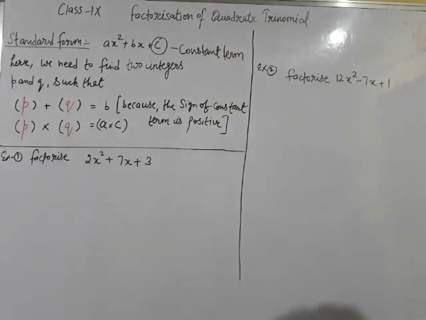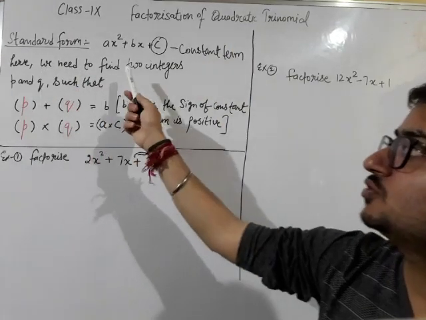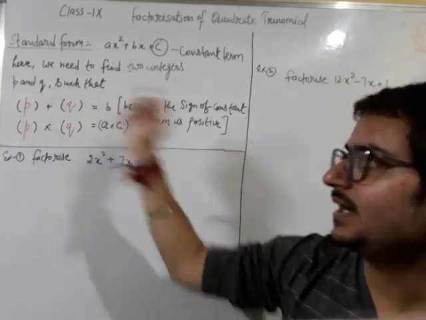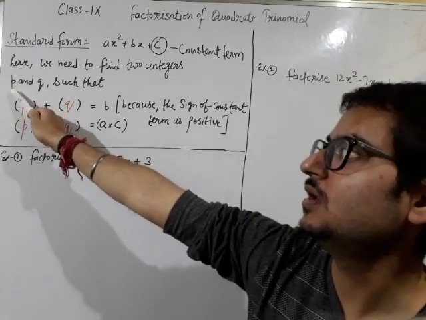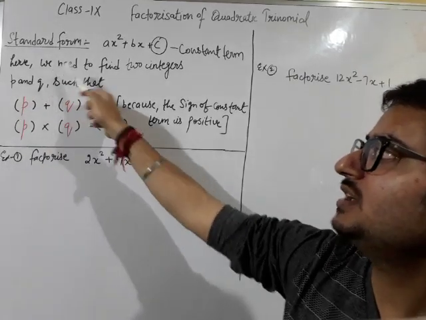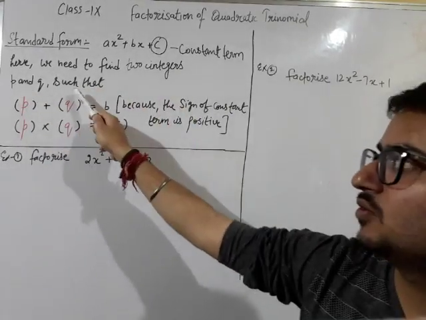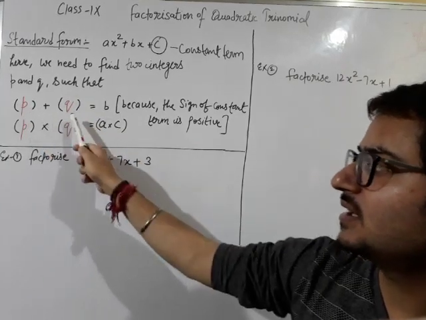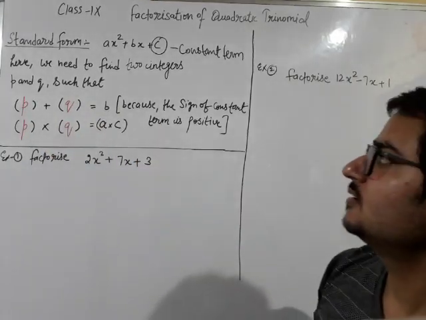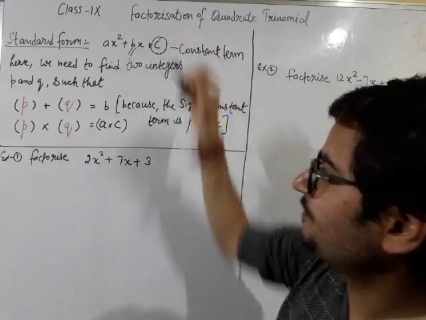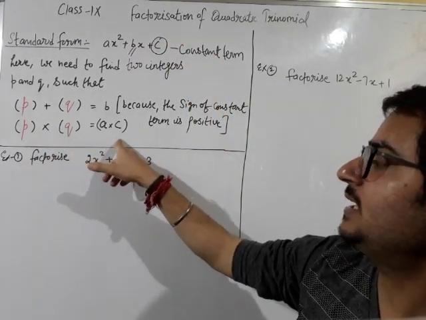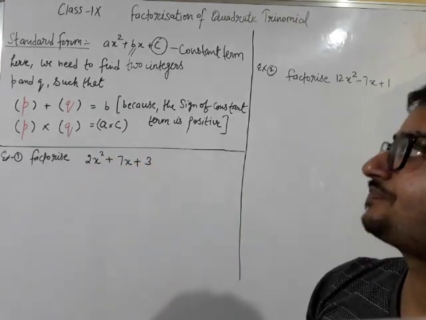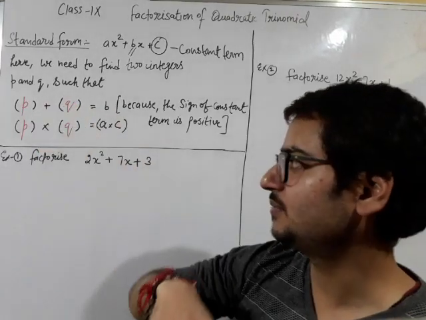What we need to do here is find two integers p and q. We need to find two integers p and q such that p plus q is equal to b, where b is the middle term, and p multiply q is equal to a multiply c. Means we will find two such numbers.